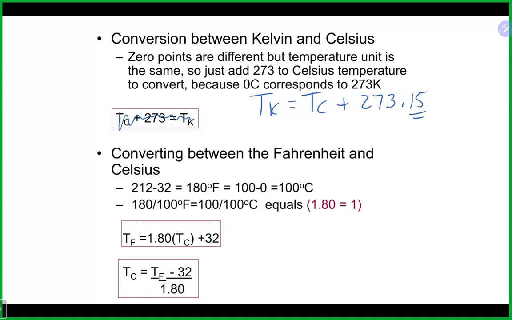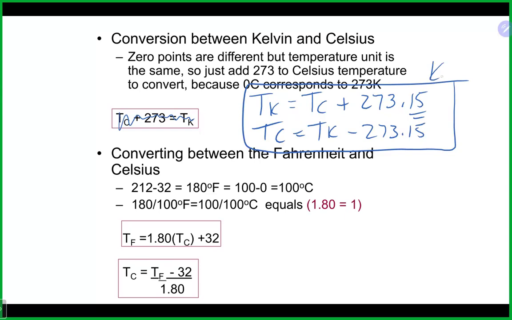If you need to do the opposite, which is go from Kelvin back to Celsius, the temperature in Celsius will be the temperature in Kelvin minus 273.15. So you definitely need to know that.